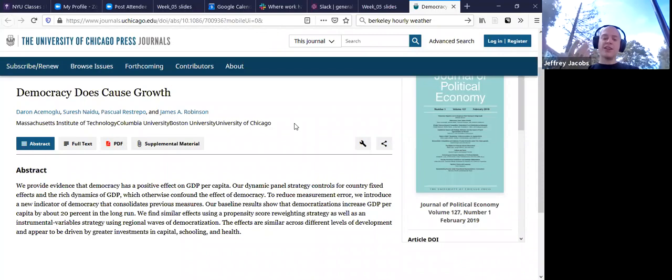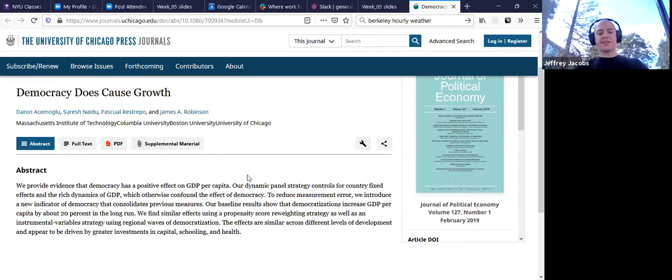They just took the observational data, and the point is that each thing in it is addressing a bias that comes from the fact that it is observational data rather than experimental, right? So for example, in the abstract, it says we do a dynamic panel strategy, which controls for country fixed effects and the dynamics of GDP, which otherwise confound the effect of democracy, blah, blah, blah. We introduce a new indicator that consolidates, et cetera. This is all stuff from the class that you'll recognize, right? Confounders, confound effect of democracy, measurement error.